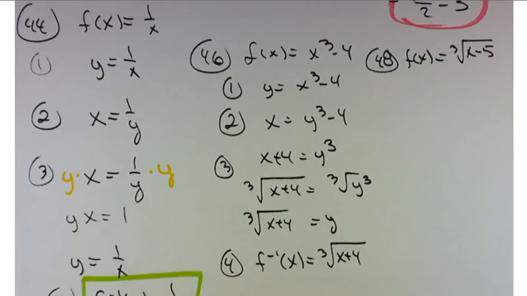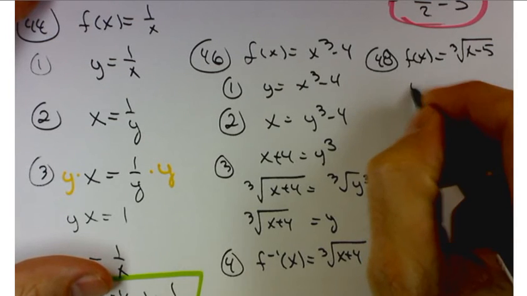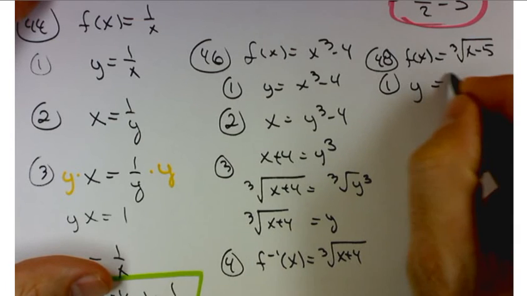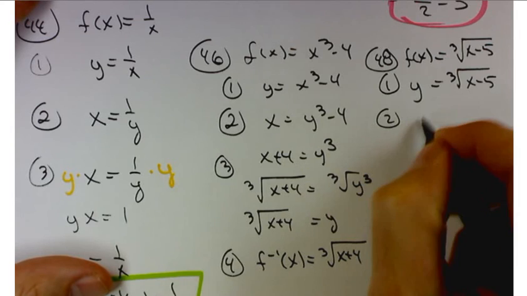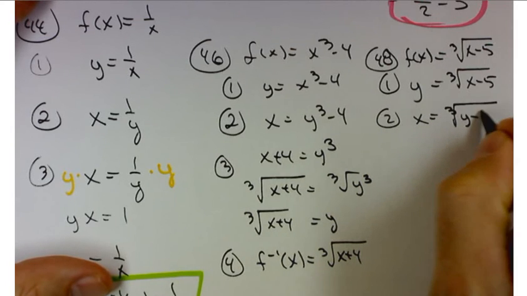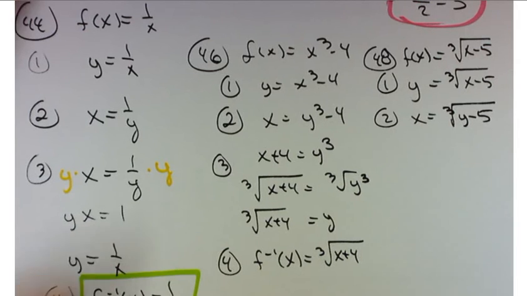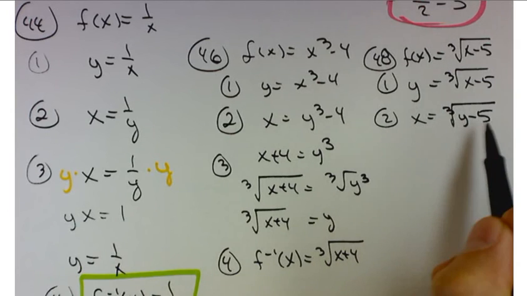So let's work our way down this one. First step, y equals the cube root of x minus 5. Second step, x equals the cube root of y minus 5. Now let me remind you of something that we've kind of seen before, maybe have forgotten. I think a lot of you would probably say, all right, I'll cube both sides to get rid of the root. And cubing both sides will work.